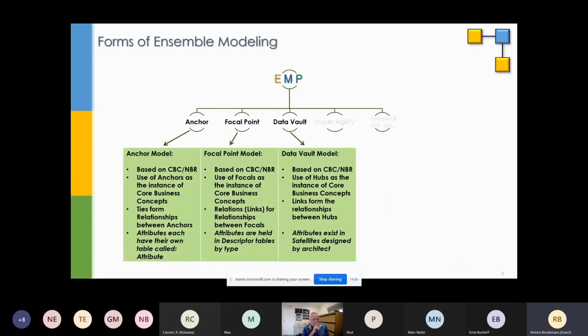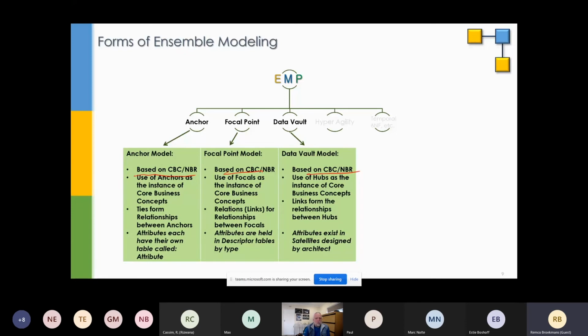Okay, the three major forms of ensemble modeling: anchor modeling, focal point modeling, and Data Vault modeling. If you look at it, every modeling pattern within ensemble modeling is based on something we call core business concepts and NBRs, natural business relationships. And core business concepts are those things important for an organization. How do we know? We ask them. What is important for you as an organization? And they probably come up with something like our customers, our employees, our stores, our sales, that kind of stuff. Wait a minute, if this is important, those are your core business concepts.